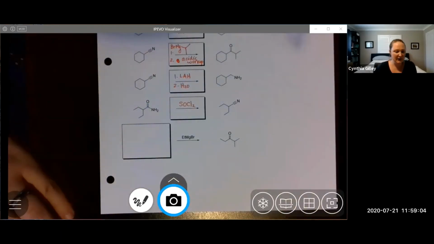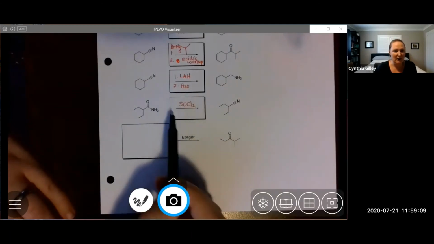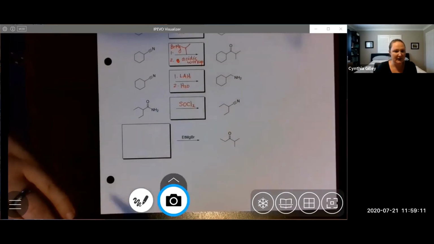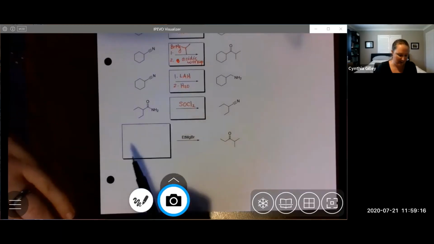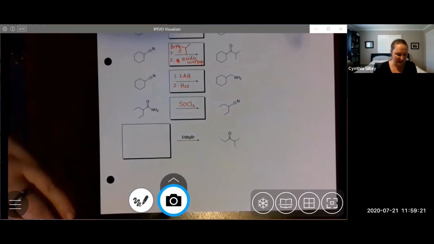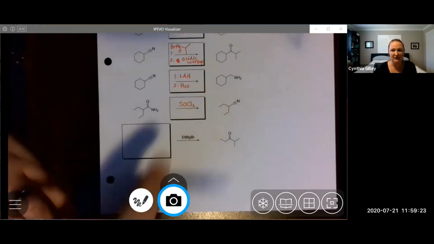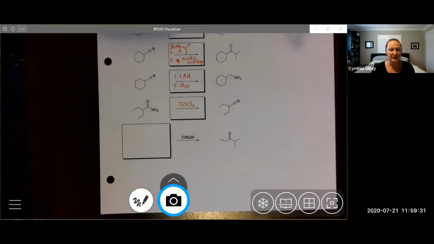So be careful with SOCl2 because it can do a lot of different things, right? It can convert an alcohol to an alkyl halide. It can convert a carboxylic acid to an acid halide. And now you know it can convert an amide to a nitrile. So there are a lot of different reactions that utilize this as a reagent. Sometimes when you're studying, it's helpful to group similar reactions together. That way you're like, okay, I know everything SOCl2 can do, right? And that can be helpful.